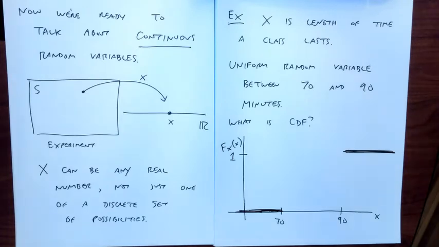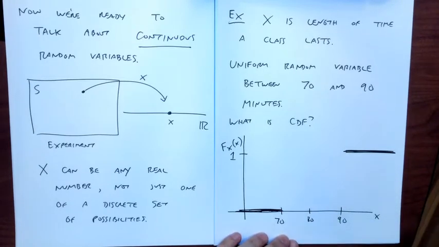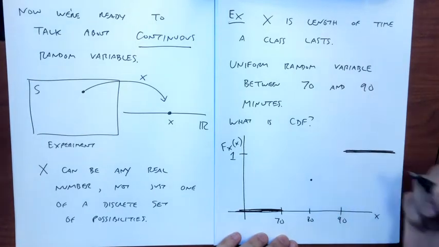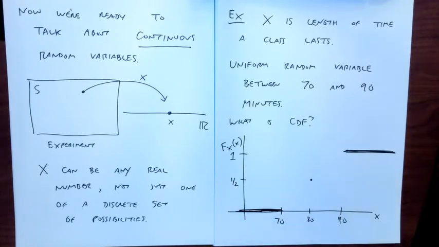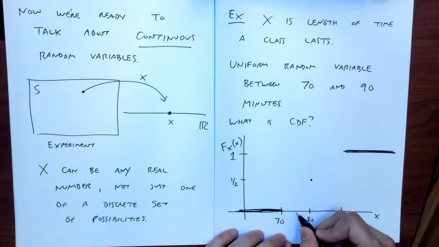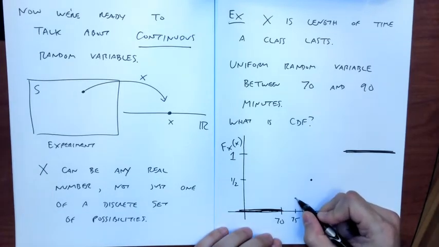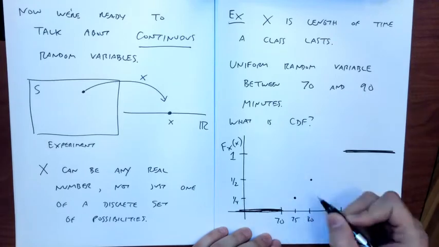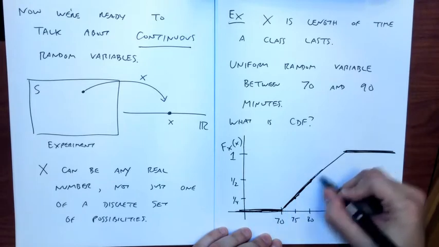And so what does it look like in the middle? Intuitively, if I ask about the probability that the class lasts 80 minutes, that number should be right in the middle. It should be equally probable that I'm less than 80 or greater than 80. Similarly, what's the probability that it lasts 75 minutes? The intuition is that that's like a quarter of the time gone by, and so that should be like here. And so the definition is that I basically just draw a straight line that connects these 2 points.